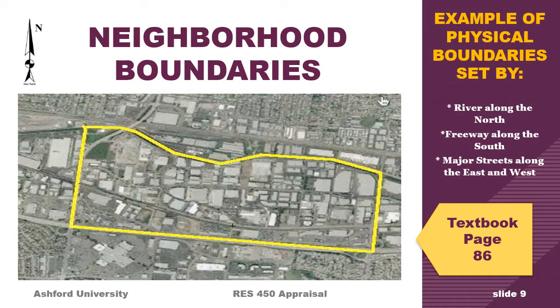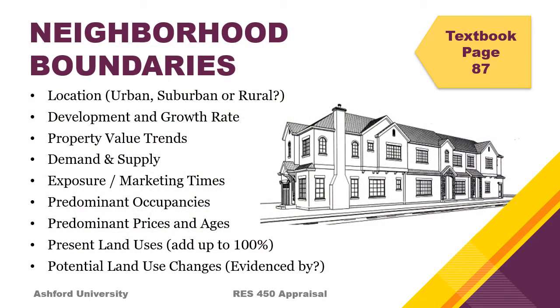An example of physical boundaries is shown in this example. This neighborhood boundary follows the river along the north, then the freeway along the south. Along the east and west, it's bordered by major streets, as shown. Neighborhood boundaries are complex. There are many factors that can shape those boundaries.